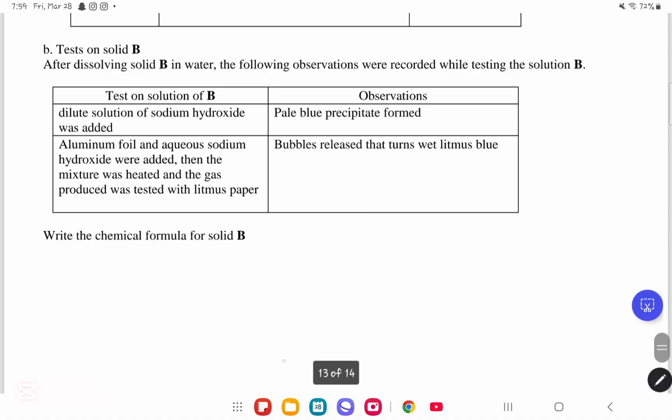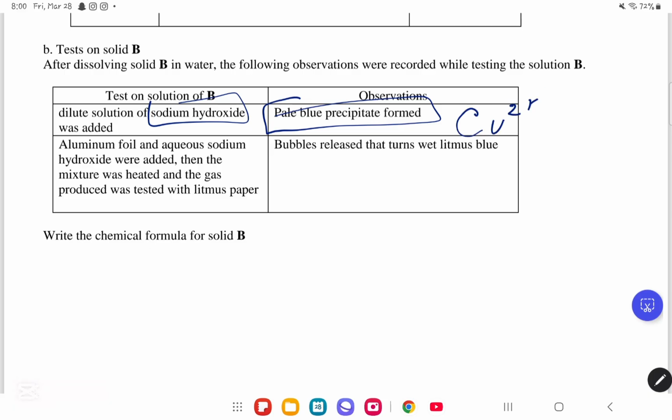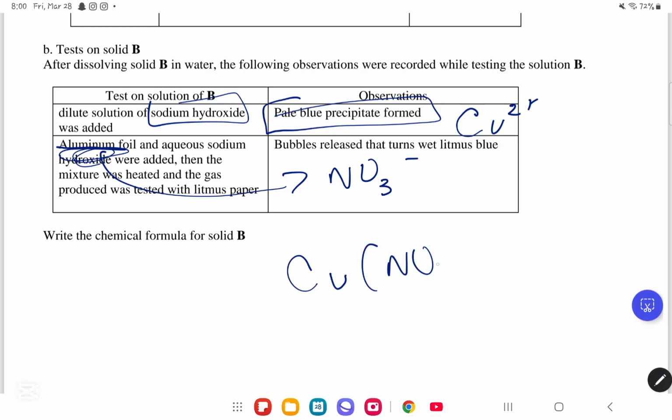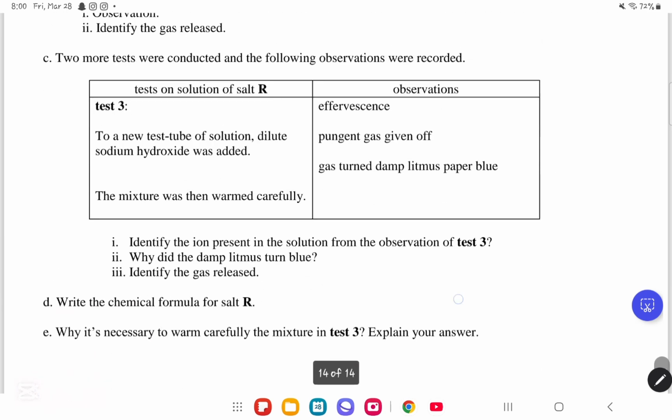For solid B, they say tests on solid B. After dissolving solid B in water, the following observations were recorded. So they did sodium hydroxide, they got a pale blue precipitate. Pale blue means directly that this is Cu2+. And then aluminum foil, whenever you see aluminum foil, you will directly know that this is NO3-. So you do the crisscross and you will get that the chemical formula for solid B is Cu(NO3)2. That is it for CQD number 13.